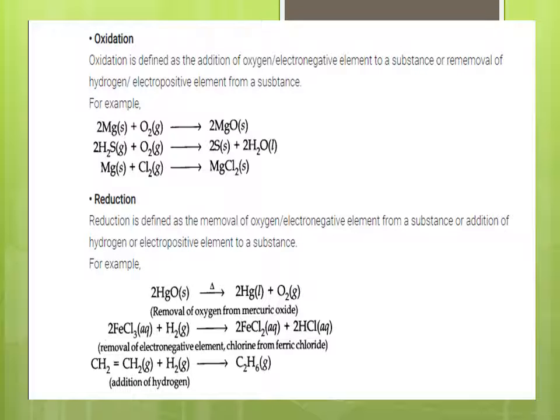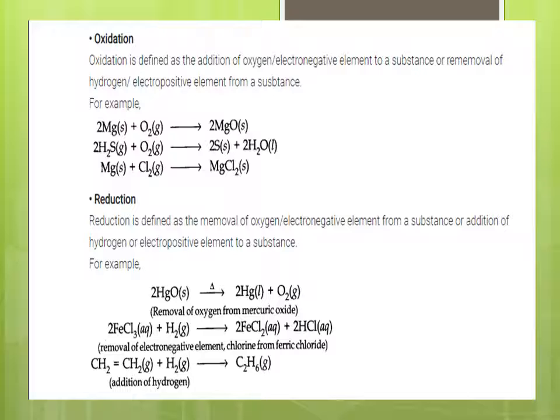Starting with the term, what is oxidation? Oxidation is defined as addition of oxygen, an electronegative element. Oxidation is also defined as removal of hydrogen, an electropositive element, from a substance. Here are three examples in front of you. Let's start with the first.